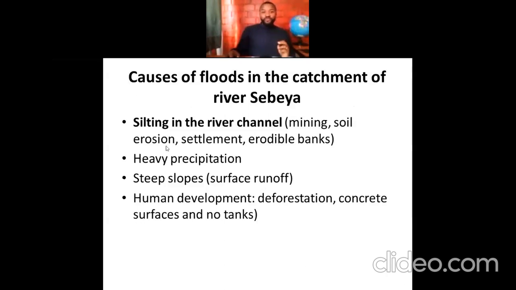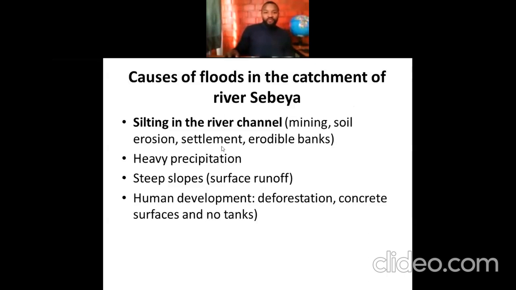Soil erosion also, because the river crosses steep slopes, it crosses mountains, there is a high level of surface runoff causing soil erosion. So sediments are accumulated in the channel and reducing the depth, causing high risk of floods.